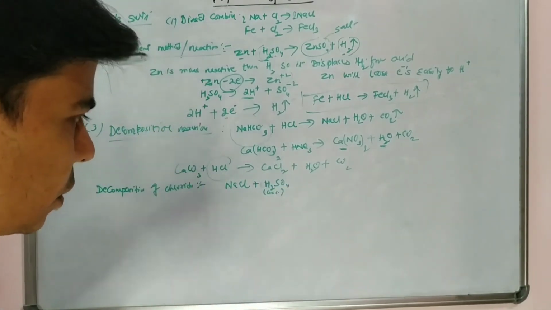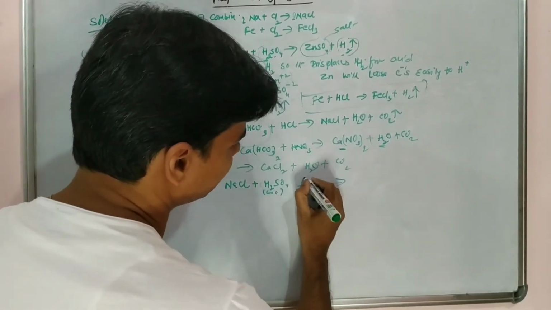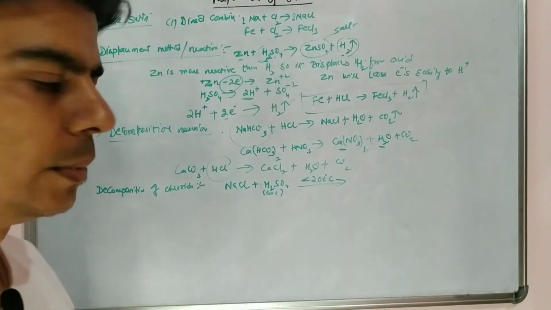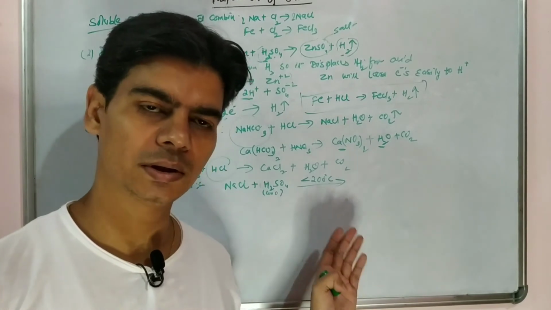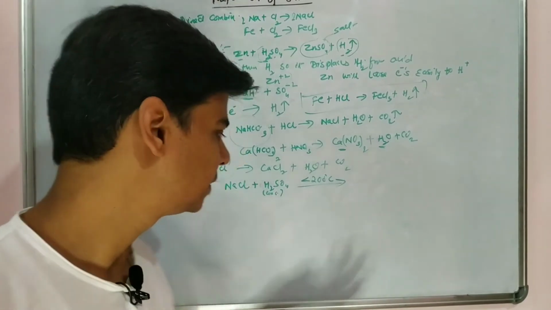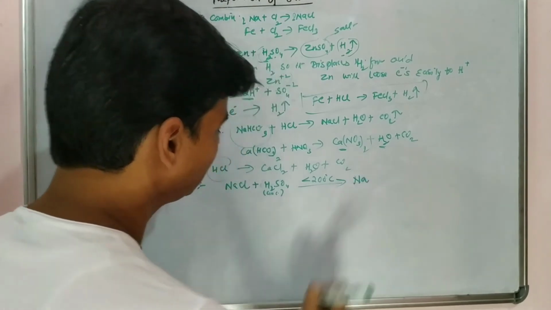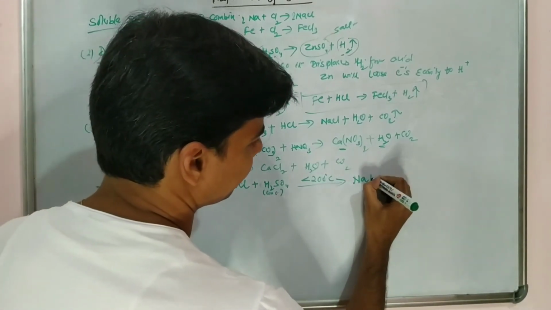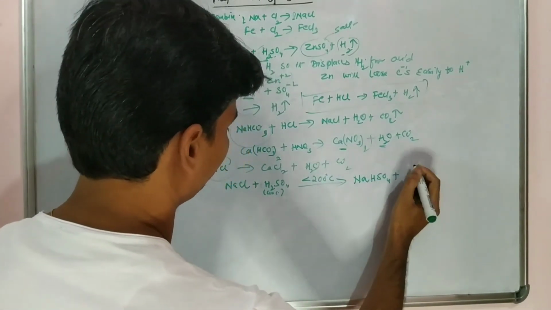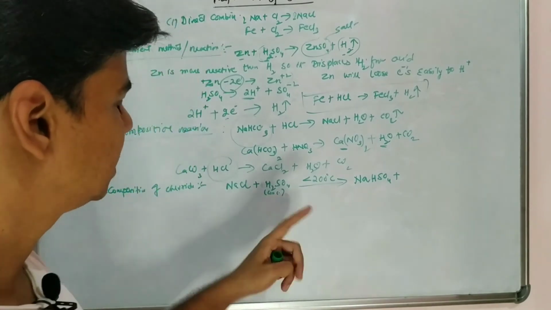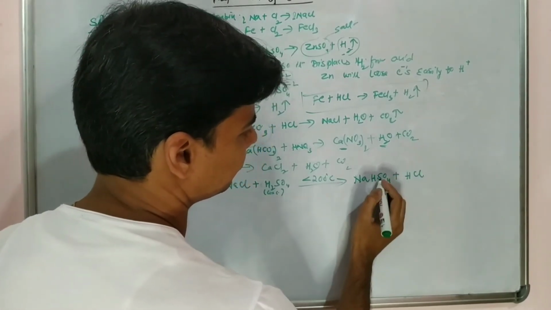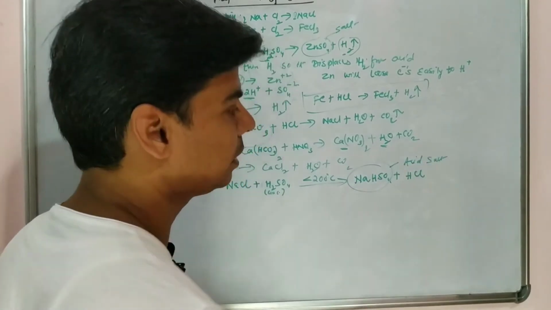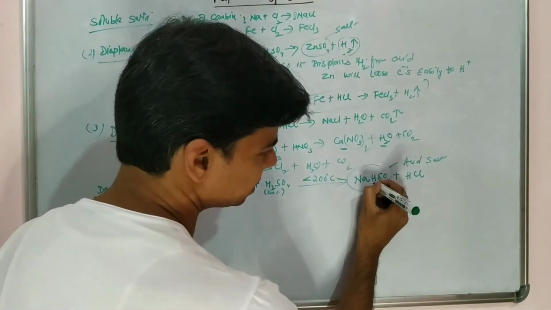It will result in two products. If the reaction temperature is less than 200 degrees Celsius, an acid salt is formed, and we have already discussed what acid salts are when we discussed acids. Acid salts are those salts that contain replaceable hydrogen atoms. NaHSO4 plus HCl. This is an acid salt, which contains a replaceable hydrogen atom.